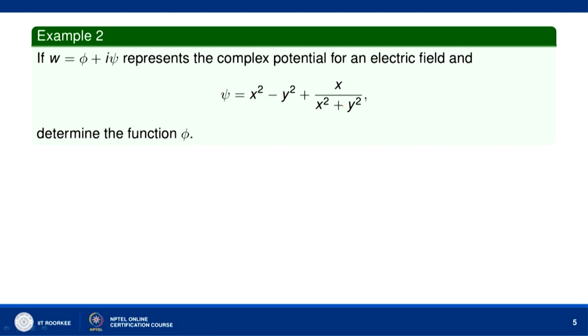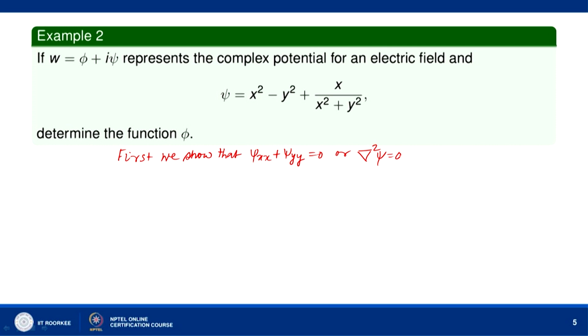We want to determine the function phi. First, we show that psi_xx plus psi_yy equal to 0, or we can say del squared psi equal to 0.